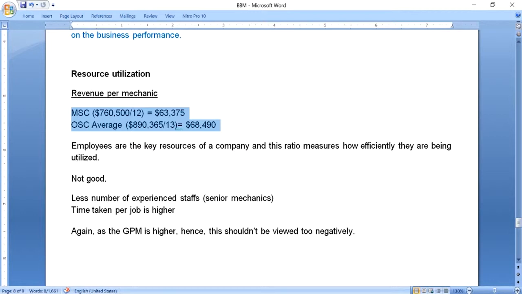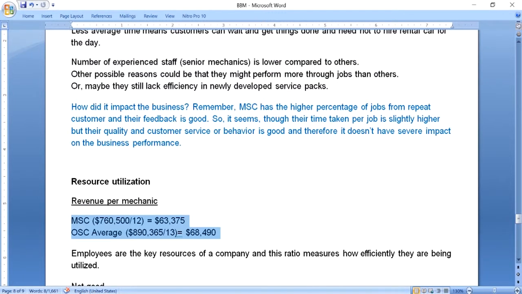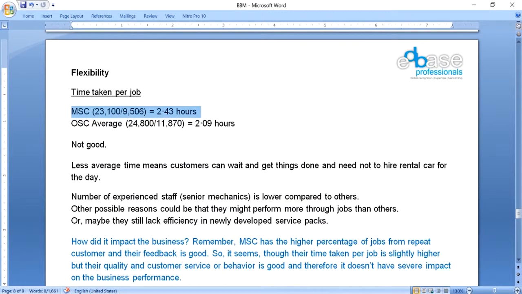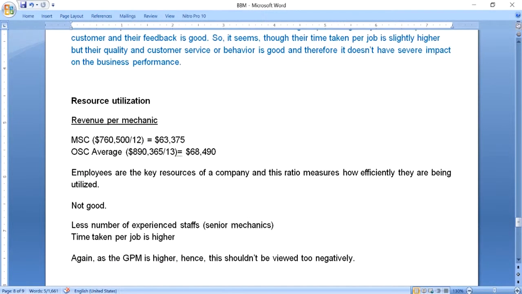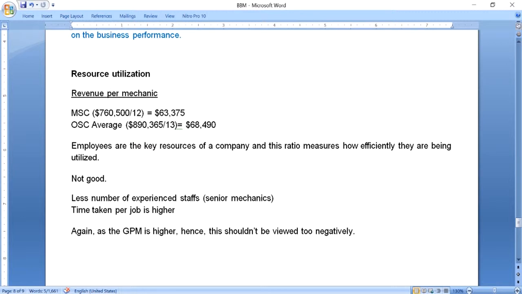But what could be the reason? Again, as I said, there is less experienced staff in terms of numbers. And another very important point is that our time taken per job is higher. As the time taken per job is higher, that means we are generating less revenue per mechanic.